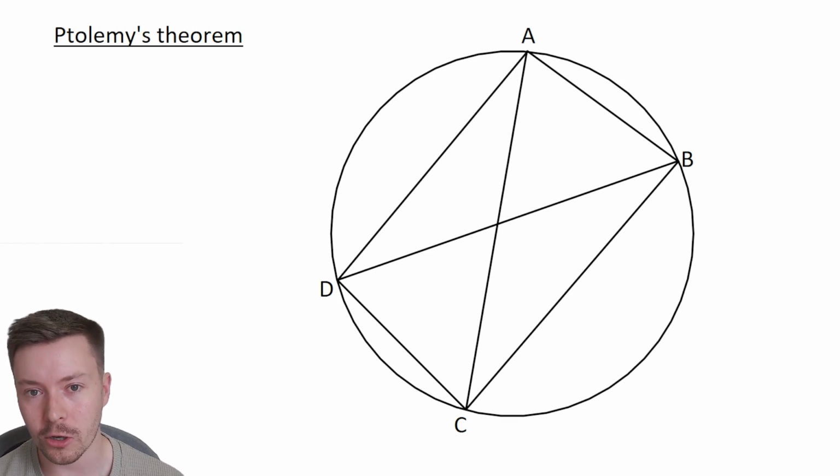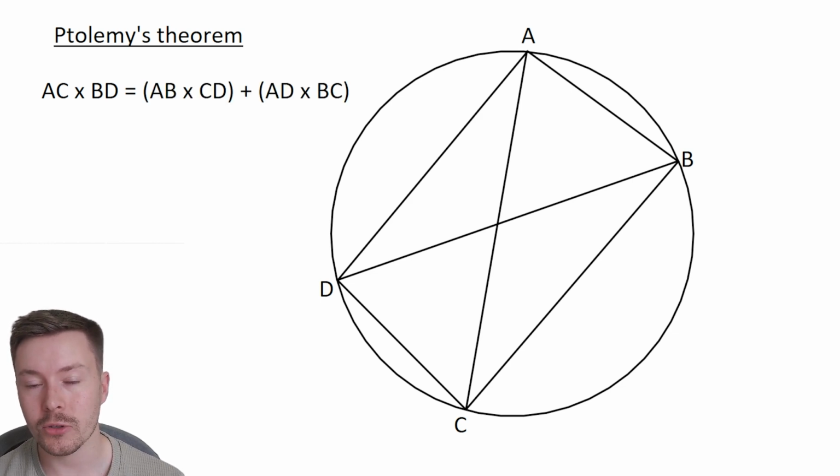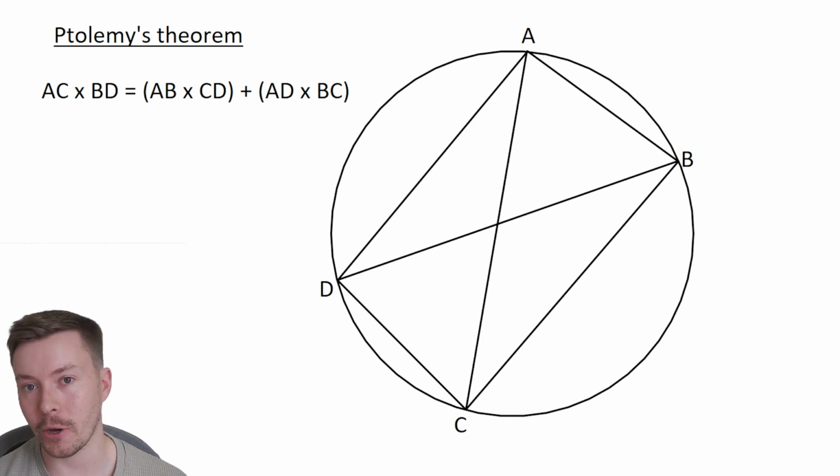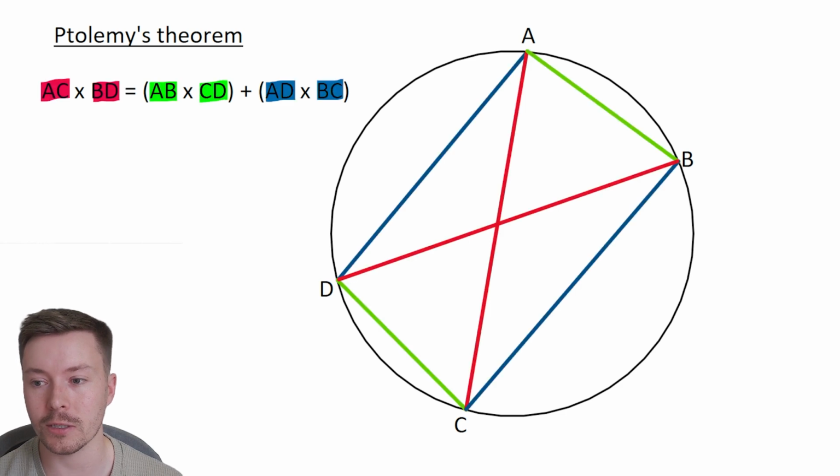So with this theorem, you've got a cyclic quadrilateral, and you've drawn in the diagonals from the opposite corners. The key part of this theorem is about multiplying the diagonals of the cyclic quadrilateral. If we multiply those diagonals, that is equal to the sum of multiplying the opposite sides. So as you can see here, if I multiply AC by BD, the diagonals, that is equal to AB times the opposite side, CD, added to AD times the opposite side, BC. Just to make that a little easier to visualize, I've put it all in colors.